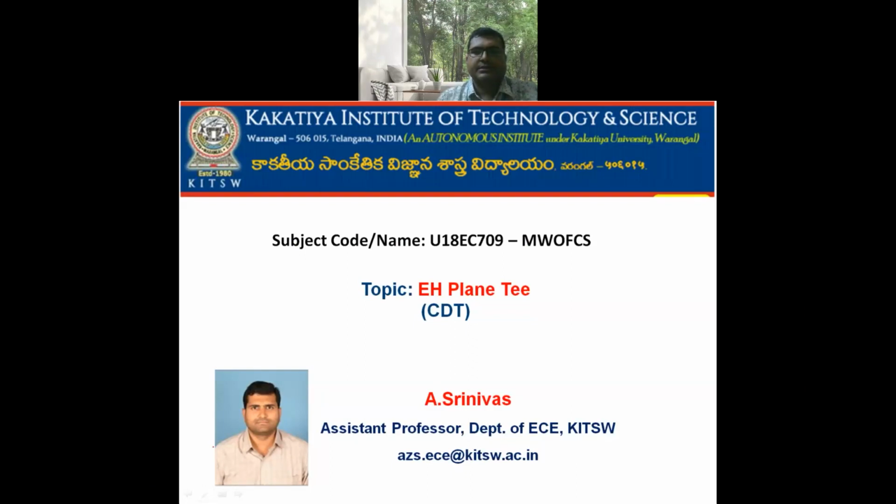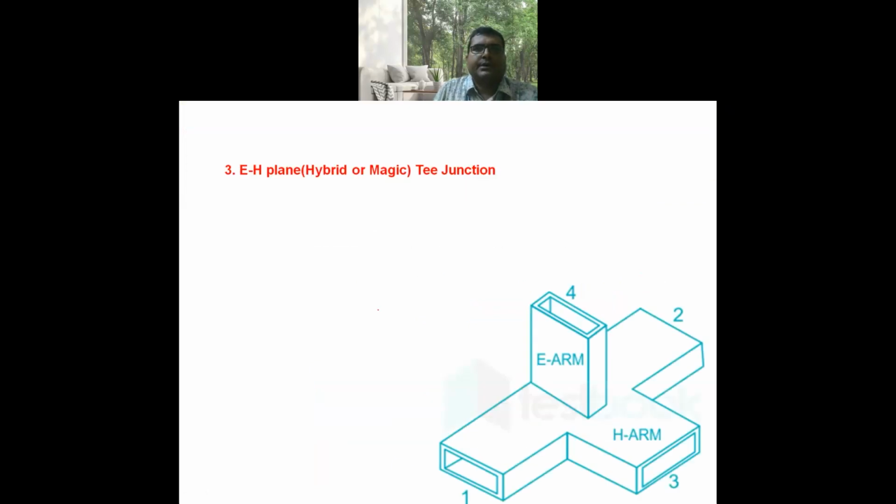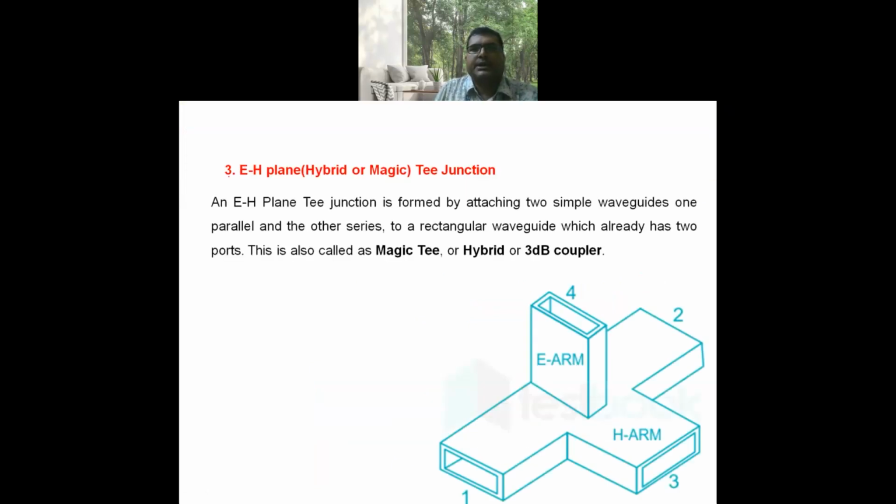Welcome to the video lecture on microwave and optical fiber communication. Subject code U18EC709. Topic: E-H plane T, also called Magic T. E-H plane hybrid T, or Magic T junction.